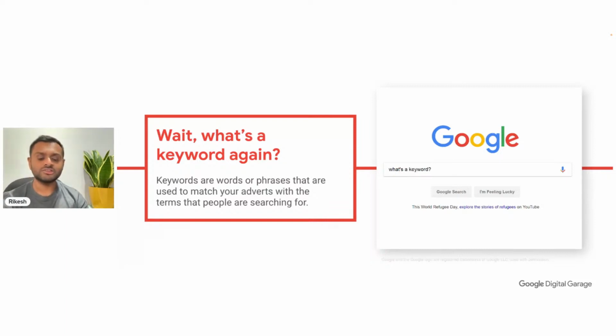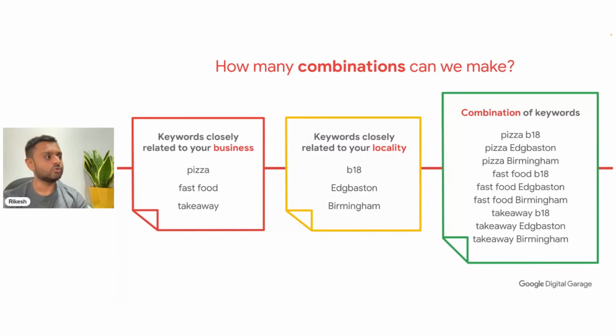So let's come back to Paulie's example here and think about what sort of keywords we can make for Paulie. You can see that we've got these 3 boxes here. So we've got keywords that are closely related to your business. These could be the likes of pizza or fast food or takeaway that Paulie could use. And then he can also combine them with keywords that are closely related to Paulie's locality. So it could be postcode, it could be Edgbaston, it could be Birmingham as well.